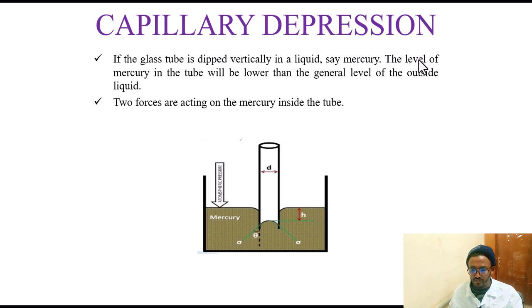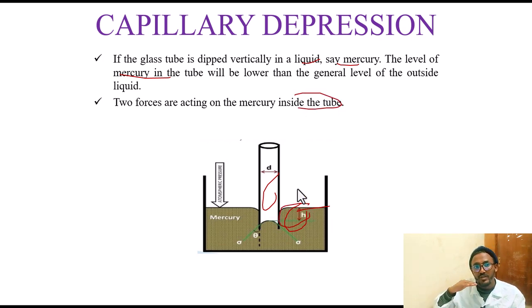The second one is capillary depression. If the glass tube is dipped vertically in a liquid, say mercury, the level of the mercury in the tube will be lower. Because this level is lower than the surrounding level, we call this capillary depression. Here we have two forces acting on the mercury inside the tube. We call it capillary depression when the level of the fluid is lower than the surface level of the container.